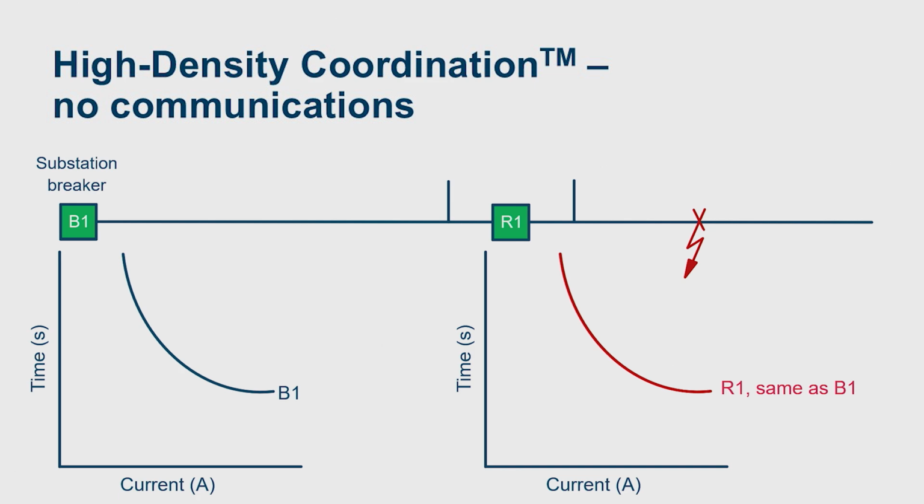But this is intentional. B1 is going to close back, and when it does, it provides healthy voltage to R1. R1's been waiting on that healthy voltage. When it sees it, it's going to enable a fast curve. That fast curve is now coordinated with the upstream curve.